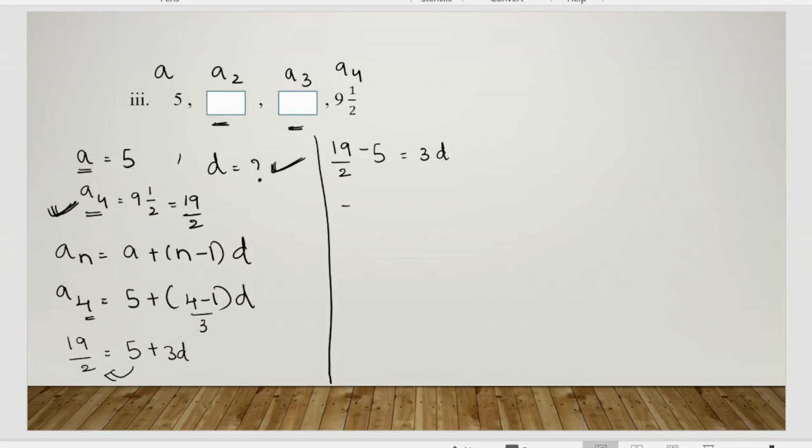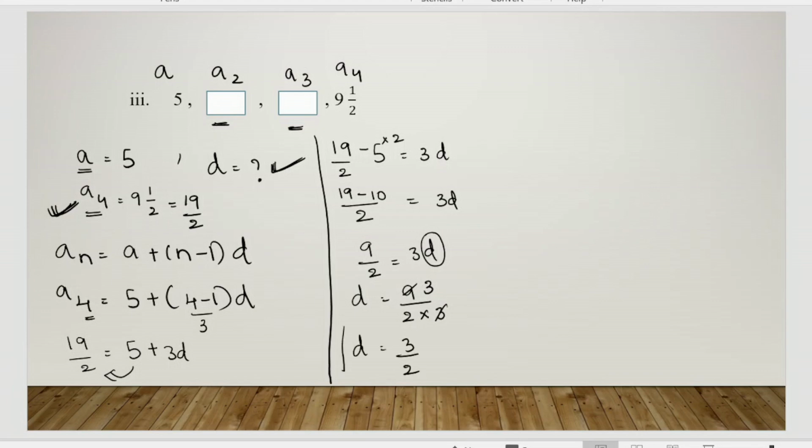If you take the LCM, you will get 2. 19 minus 5 into 2, which is 10, is equal to 3D. So 19 minus 10 is 9 by 2, equal to 3D. If I want the D value, I will send this 3 to the LHS, so D is equal to 9 by 2 into 1 by 3, which is 3 ones, 3 threes, 9. So D will be 3 by 2. Now we have got the common difference, which is 3 by 2.